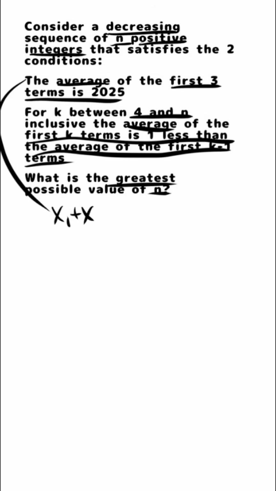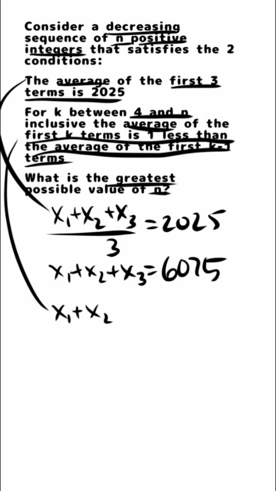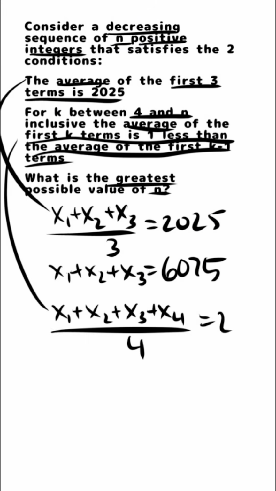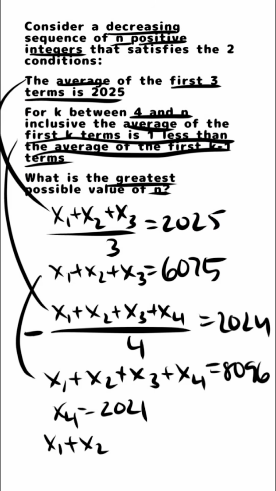So if we assume the nth term of the sequence is xn, the first condition translates to (x1 + x2 + x3)/3 = 2025, or x1 + x2 + x3 = 6075. Then we can plug in increasing values of k into the second condition. For k = 4, we get (x1 + x2 + x3 + x4)/4 = 2024, 1 less than 2025, or x1 + x2 + x3 + x4 = 8096.